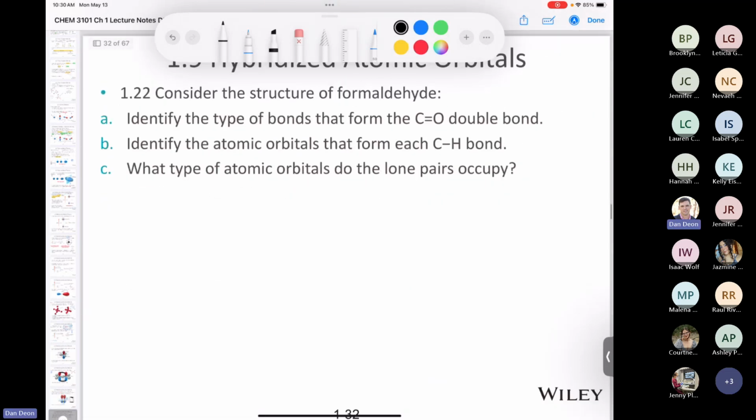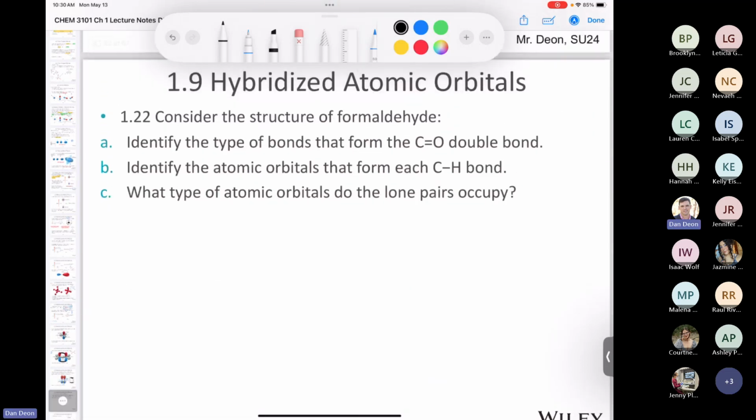So that's a little bit about hybridization. And so to review, if you have a carbon that has 4 bonds, it's sp3 hybridized.